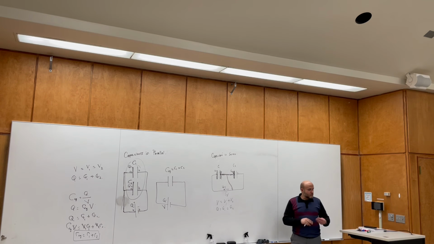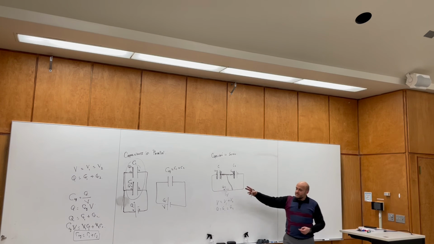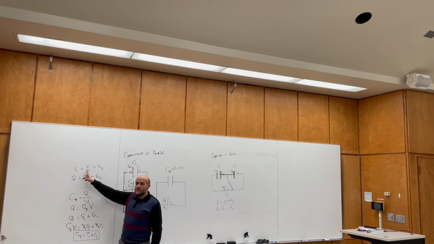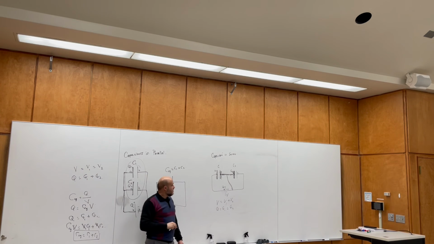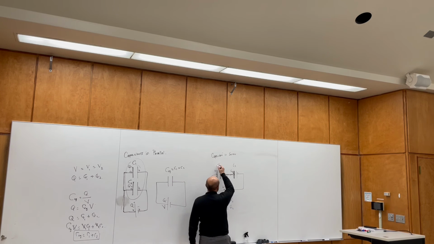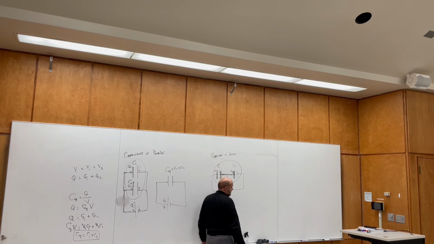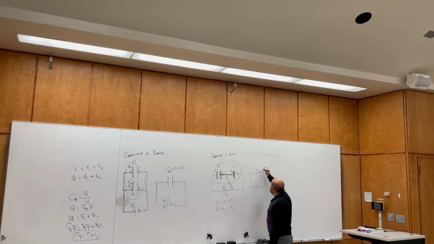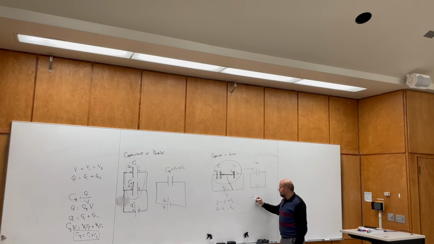So now they have the same charge, V divided. In a parallel combination, they have the same V, but Q will be divided. To find the equivalent, if you want to replace these two by one, C equivalent, for the series combination we use 1 over C equivalent equals 1 over C1 plus 1 over C2.